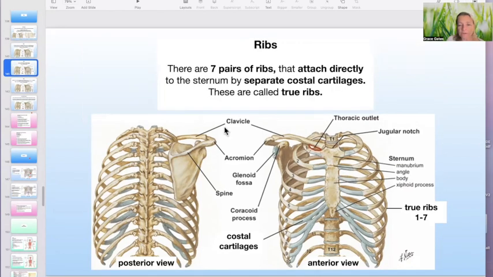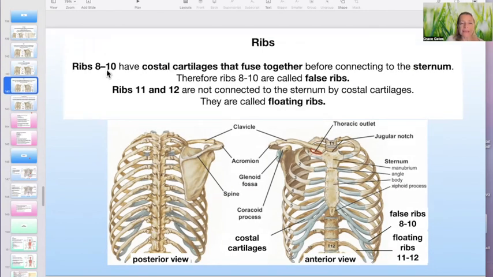All right, there's 7 pairs of ribs that attach directly to the sternum by separate costal cartilages, and these are called true ribs. Ribs 8, 9, and 10 have costal cartilages that fuse before connecting to the sternum, and therefore 8, 9, and 10 are called false ribs. Ribs 11 and 12 are not connected to the sternum by costal cartilages at all. They are only connected to thoracic vertebrae, and they are called floating ribs.